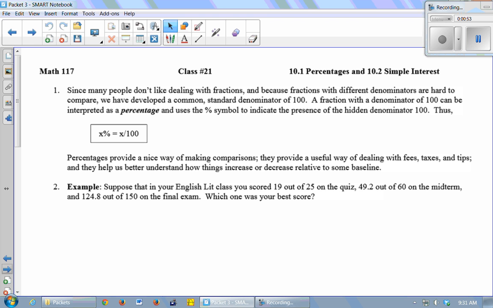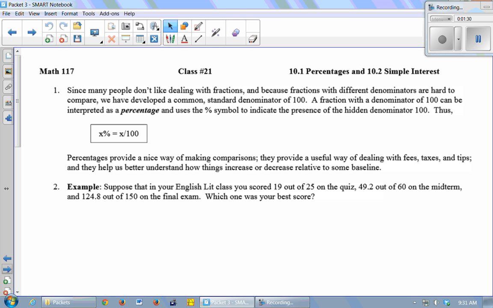So the deal with percentages is that many people don't like dealing with fractions, and fractions with different denominators are hard to compare, like which is bigger, 2/7 or 5/8? Well, that one's easy, but when you have different denominators, it's hard to compare the sizes. If you ate a half of a pizza versus, that one's going to be easy too. Let's say 3/8 or 2/7 of a pizza. That one's a little hard to compare, right?